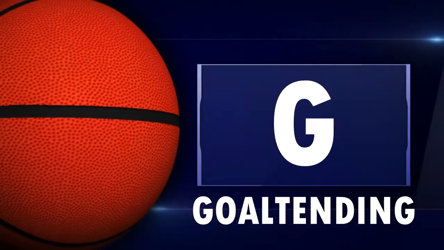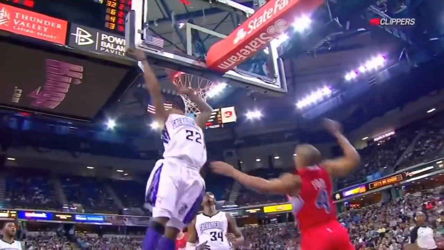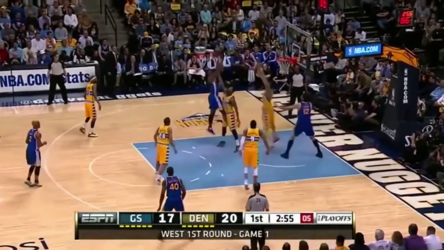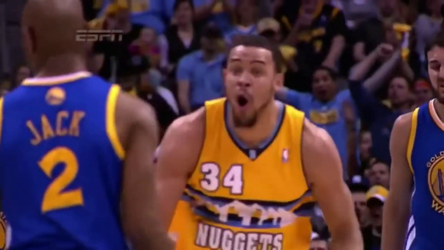And G, we're at goaltending. This violation is called when a player on defense touches the basketball when it's on the downward flight after a shot. When this occurs, the basket is counted. This violation also applies if a player touches the basketball while it's above or on the rim.